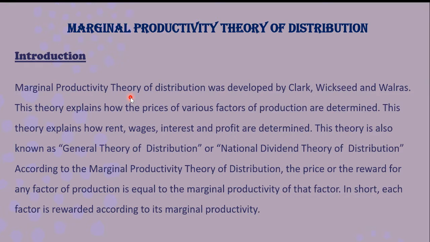This is supposed to be the oldest and the most significant theory of factor pricing, the marginal productivity theory of distribution. This theory was developed by Clark, Wicksteed and Walras. So what does this theory say? This theory explains how the prices of various factors of production are determined. So this theory says how the factors of production are given the factor incomes.